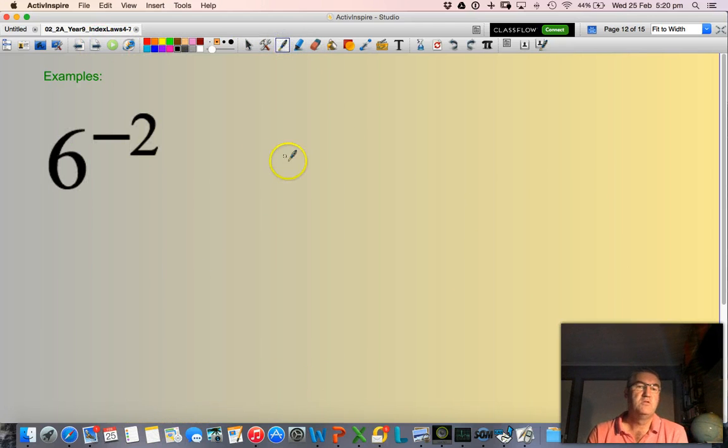So this one here will equal simply 1 over 6 to the power of 2. So when I have a negative 2 here, it becomes 1 over the same number, and we just drop that negative index. Okay, I'll just clear the annotation, and move to the next example.